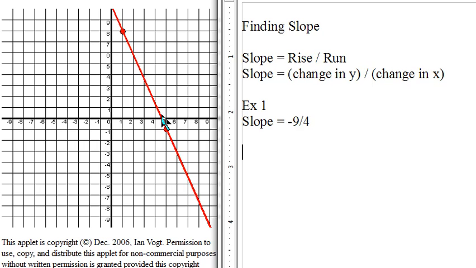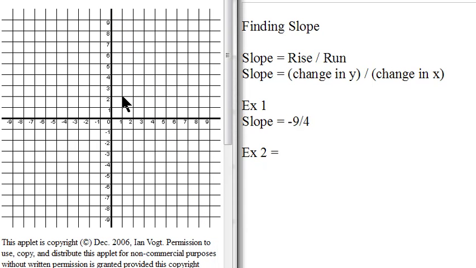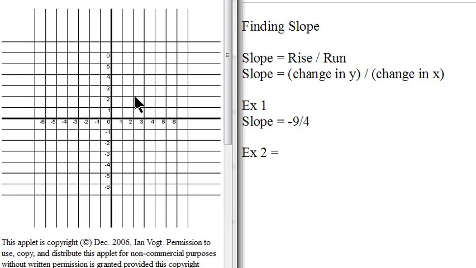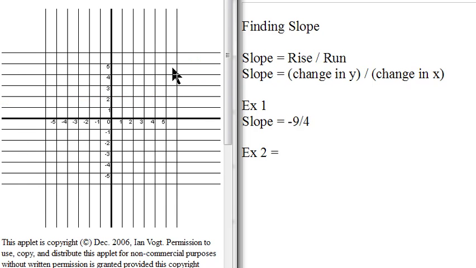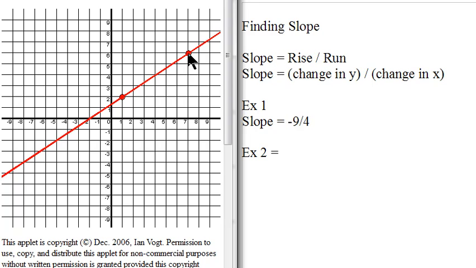Now let me do another example where you do have to reduce the fraction. So we'll need a new graph. Maybe this one. Okay, so for this graph, I can see these 2 points. Those are the ones that I would probably use if I were going to find slope.